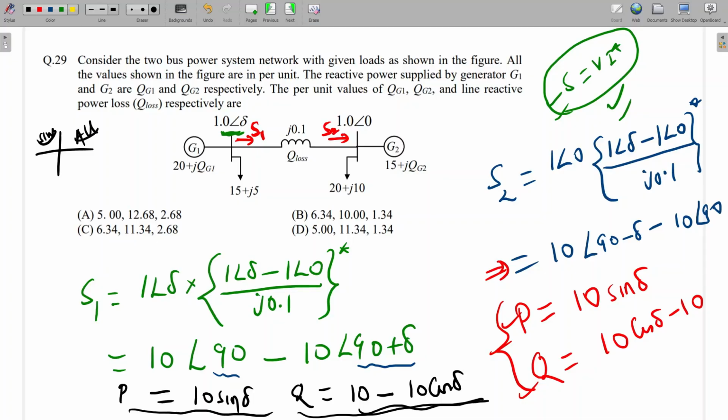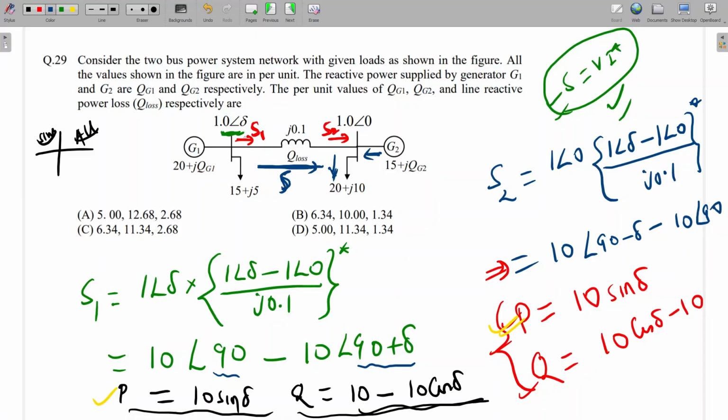So what is the observation here? At the sending end and receiving end, real power is the same, but reactive power is different. Now we can see from the diagram these two equations written. Here this source is supplying 15 per unit real power, and this load is drawing 20. So how much real power will flow in this line? 5 per unit will flow from here to here, since this source is supplying 15 and this load is drawing 20.